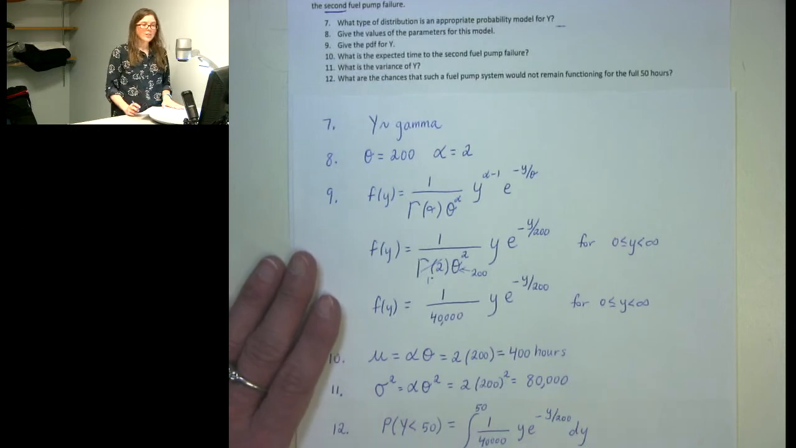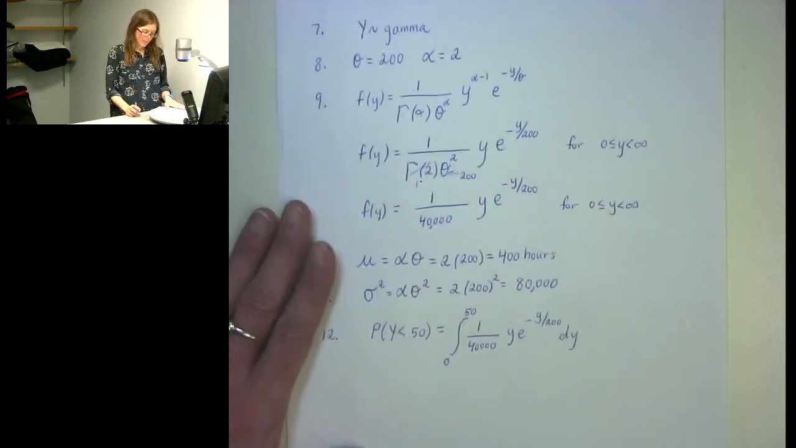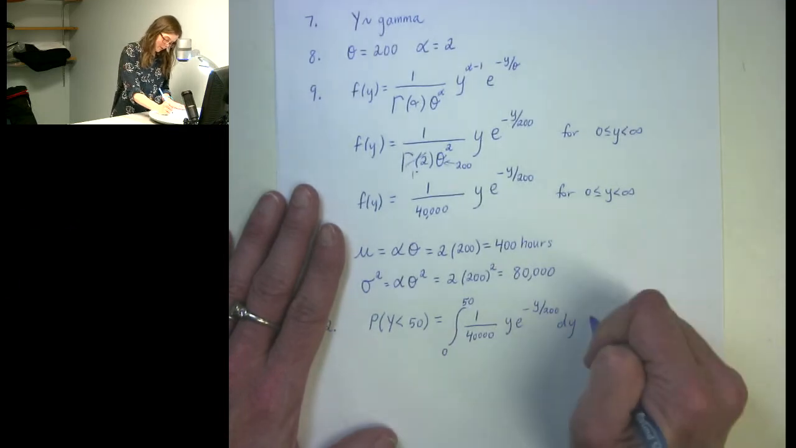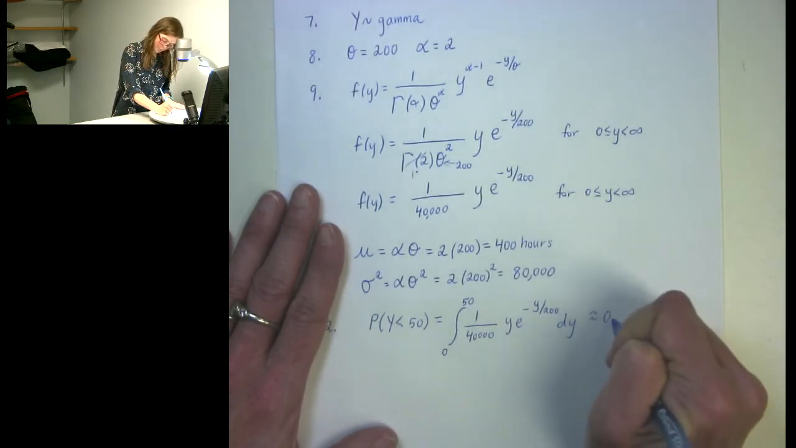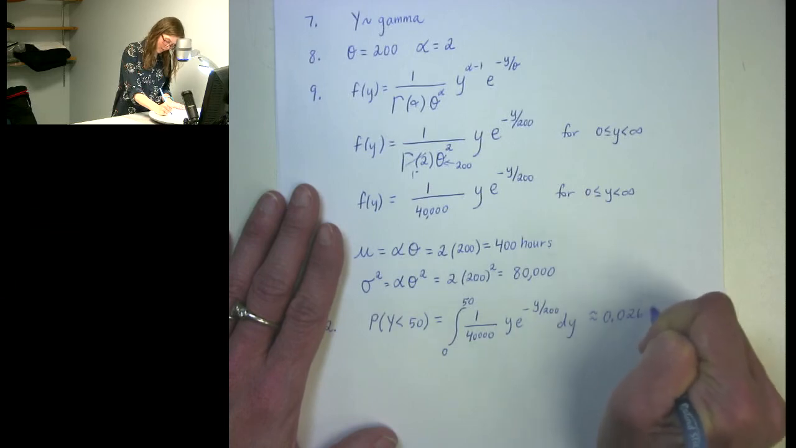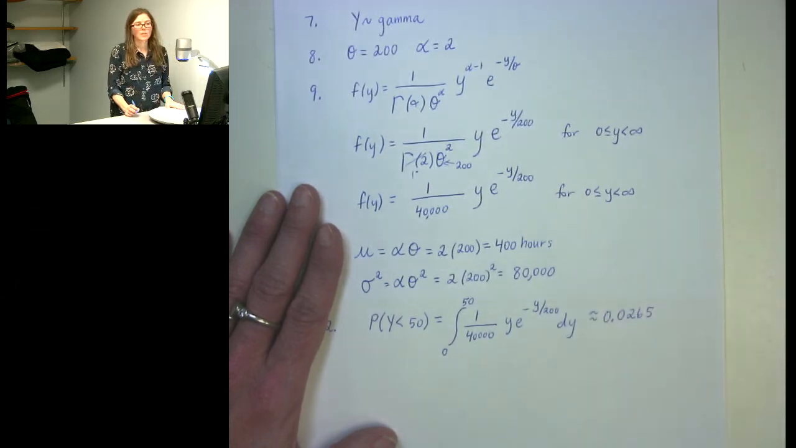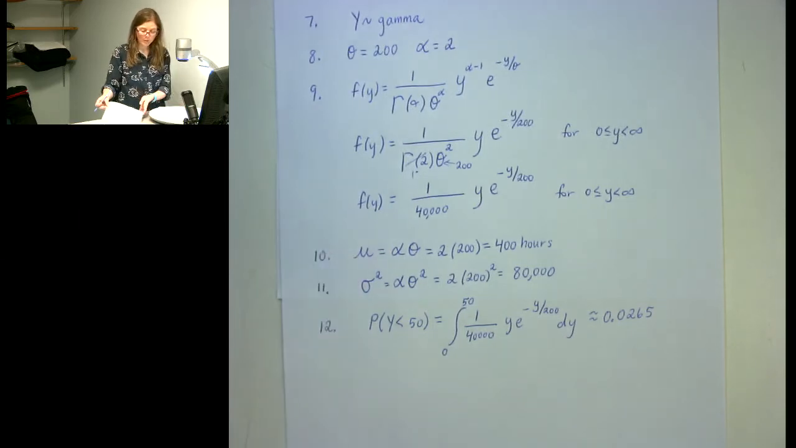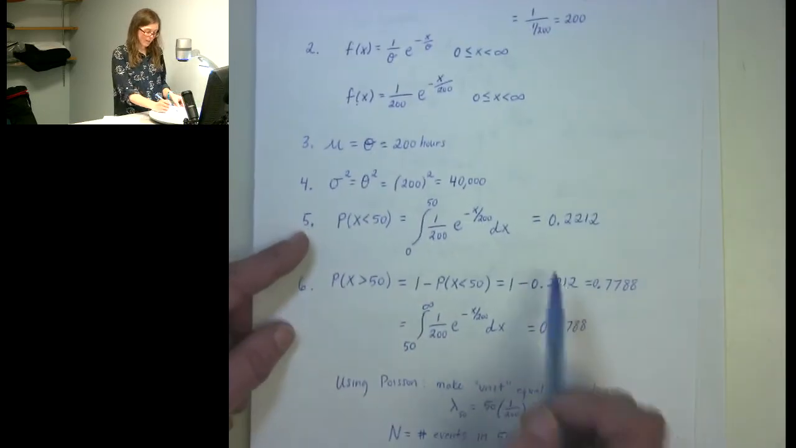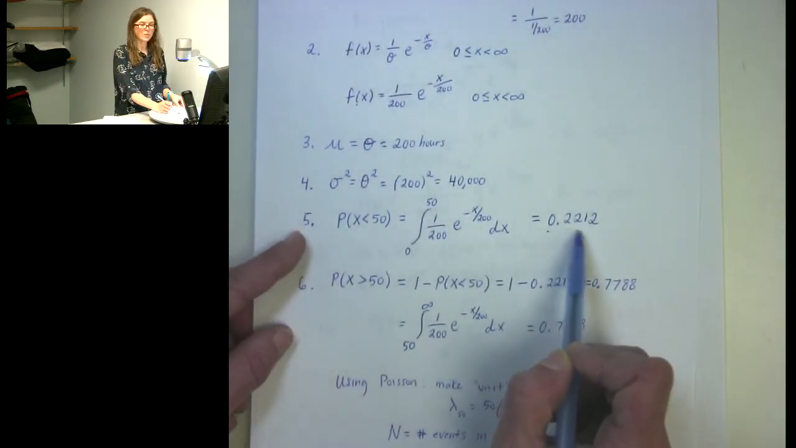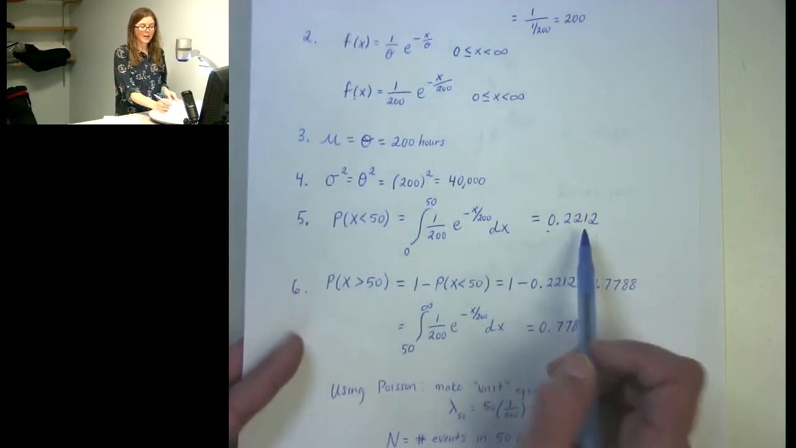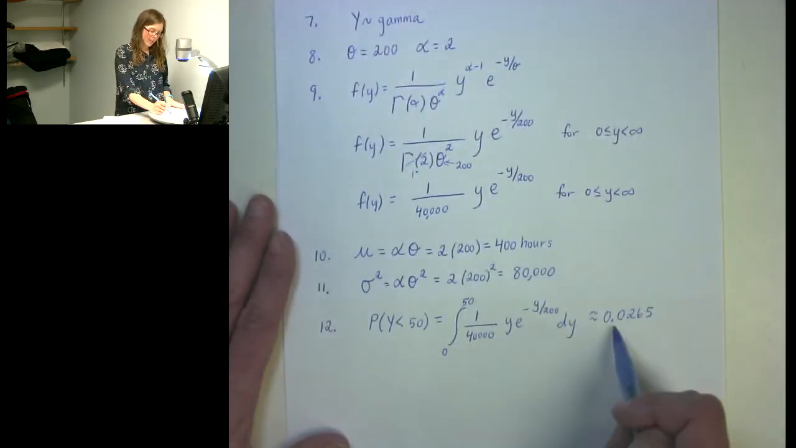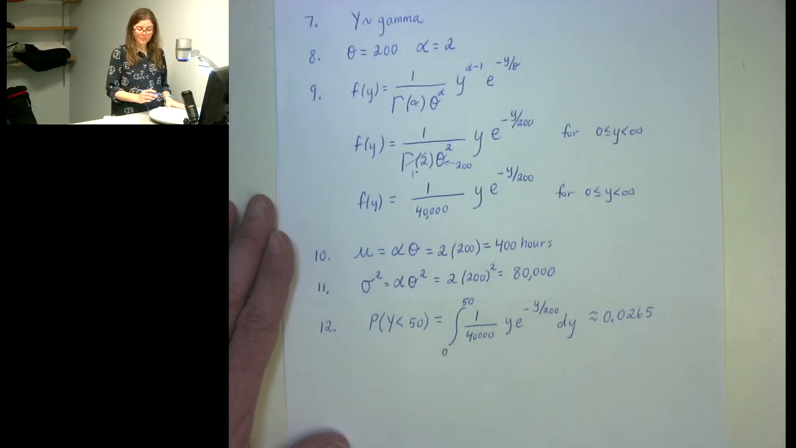To actually do this integration, you need to do integration by parts. Once you complete it, you should get, rounded to 4 decimal places, 0.0265. Just to remind us, before with just one fuel pump, the chance that the system was going to fail before the mission was over was 0.2212, so quite high. We reduced that quite a lot by adding a second fuel pump.